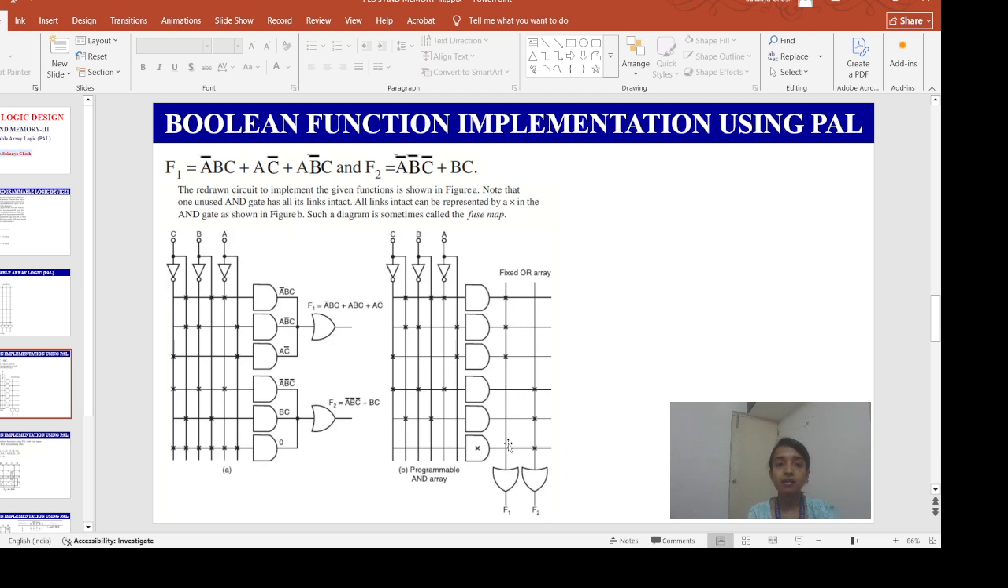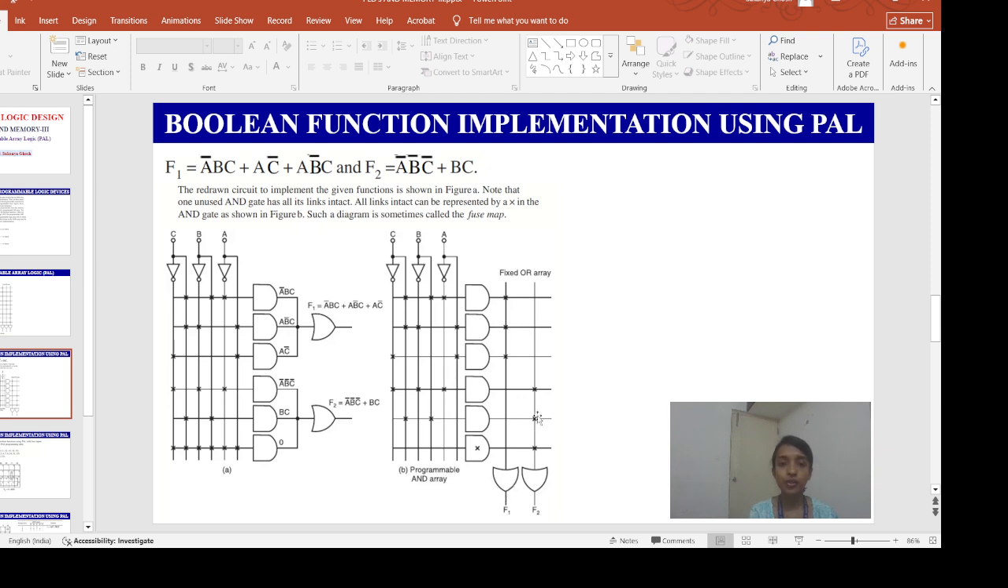All right. Now this can also be implemented like this. Here you can see function 1 is A bar BC. So this is my A bar BC. Then AC bar: this is C bar, this is A. And another one is A B bar C. So this is my A, this is my B bar, this is C. So we will draw a line over here and we will put these cross symbols over here. So this is my F1.